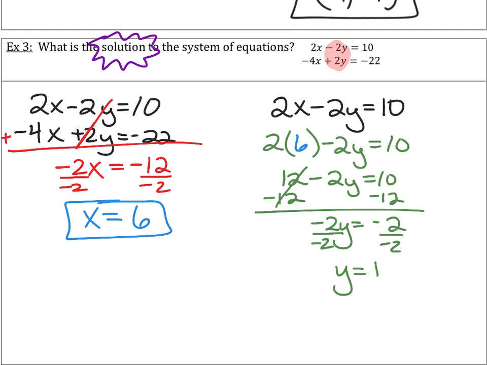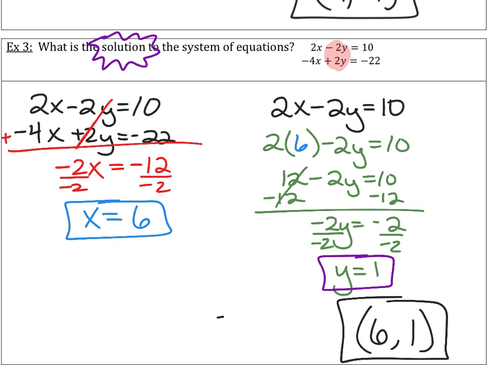So now that I've gotten both parts of this equation, both x and y, I can put them together as my solution, 6, 1. That's going to be the location of where these two lines cross if I had graphed this system. That's the solution to this system of equations. So now you have 3 methods that you can use to solve systems of equations. Graphing always works, substitution works, and elimination will work if it's set up properly for elimination.